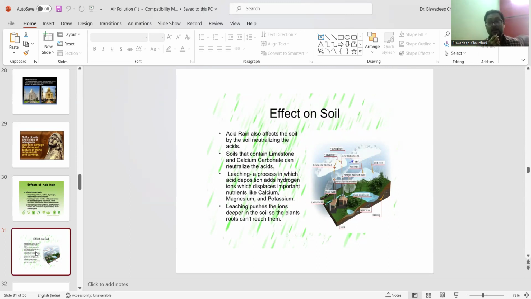So we should be very careful about acid rain and how to take care of this. There is no direct method, but we should be careful about reducing the overall pollution level in our environment. Then only we can control acid rain. Otherwise, there is no simple, easy, or quick step to control acid rain.